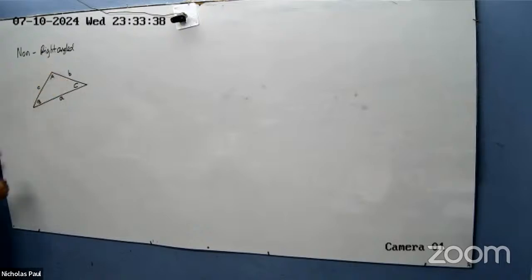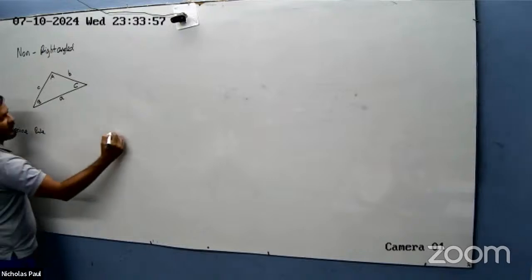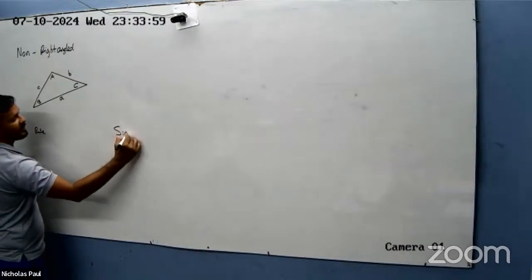And you have two rules to learn. Let's just focus on one first, and then I will show you the next. We have the cosine rule and we have the sine rule.